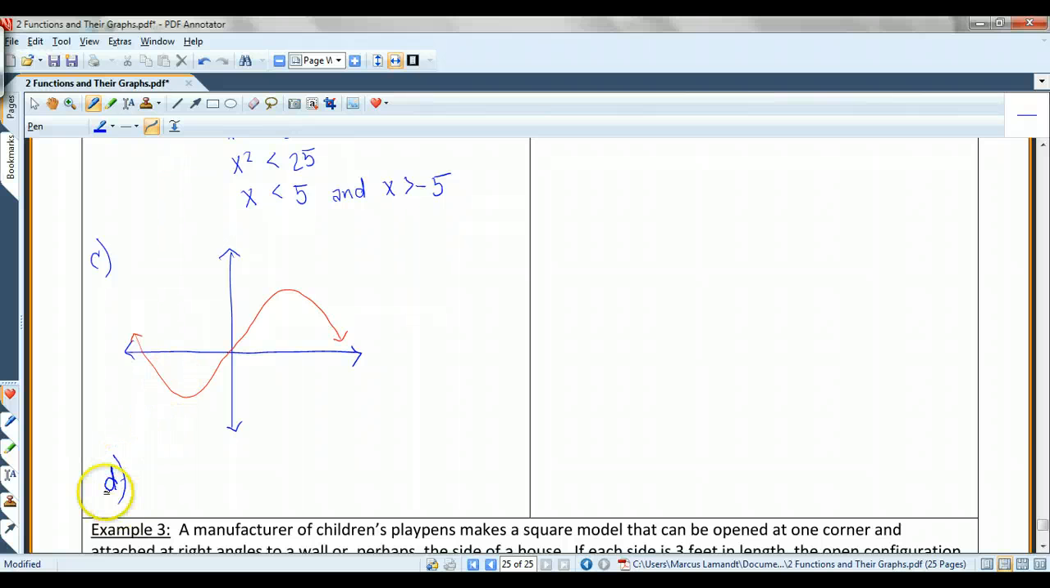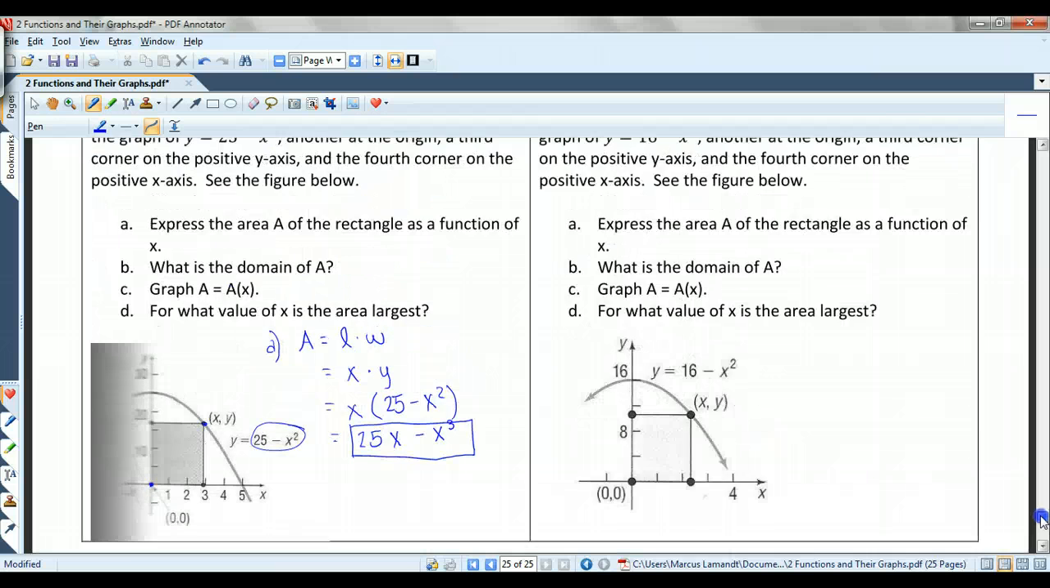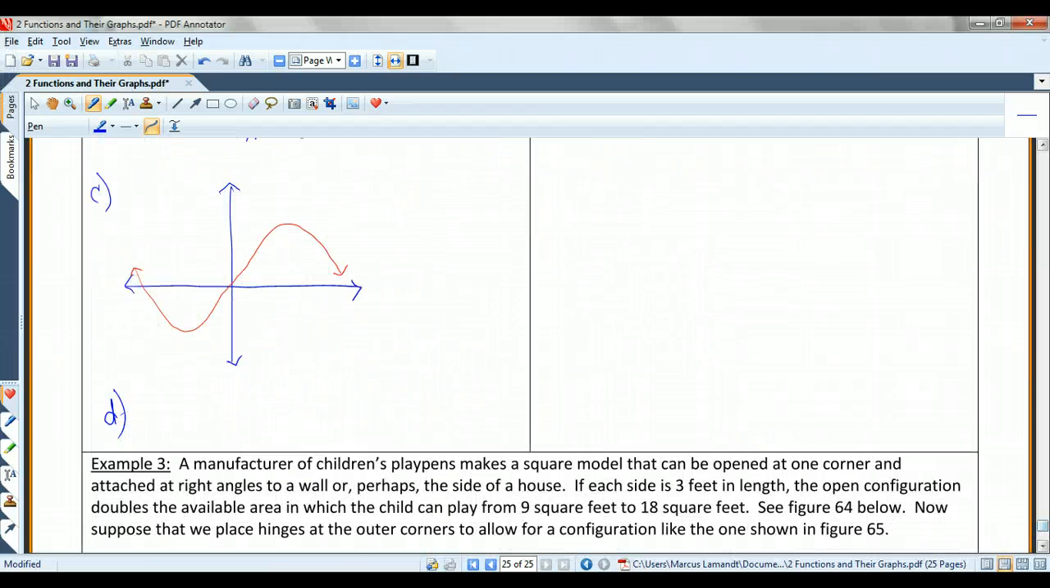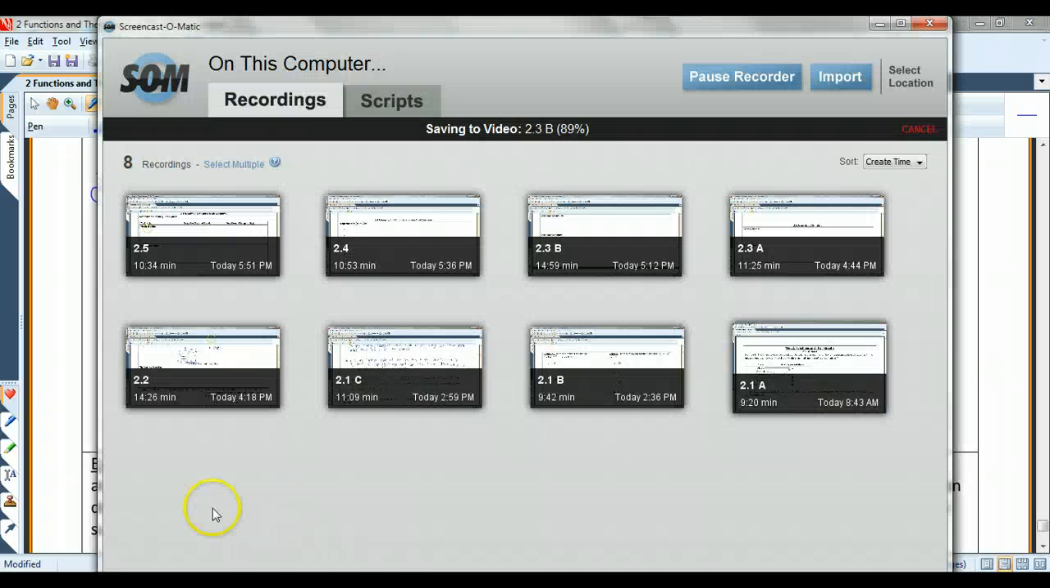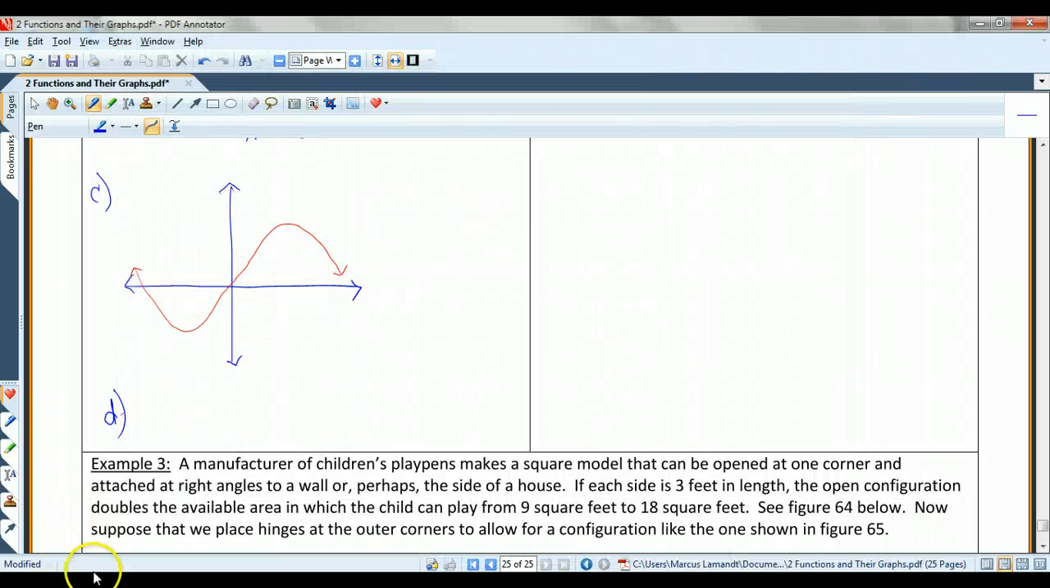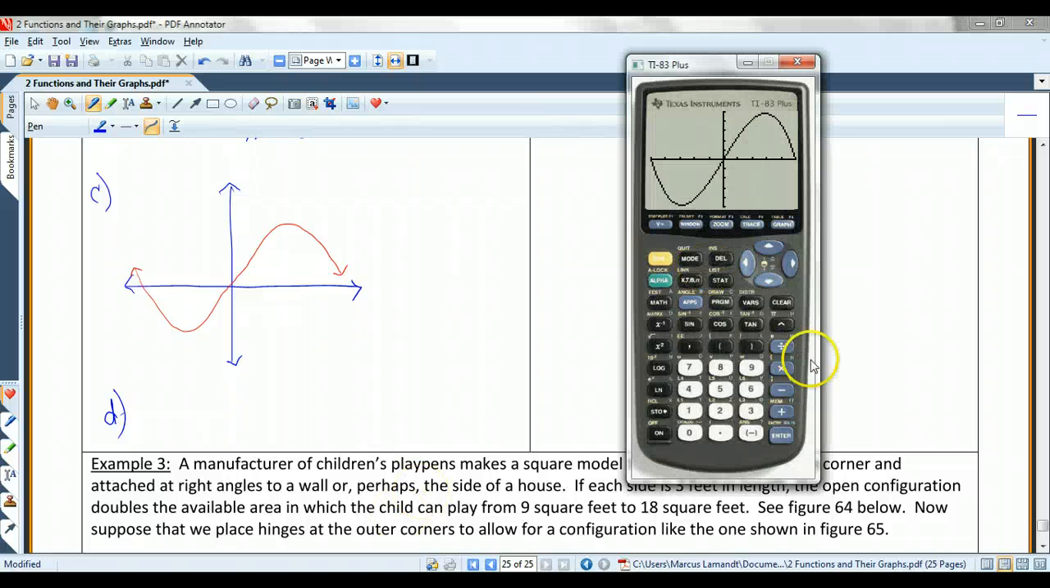And then the last thing says, where is the area at its maximum? Okay. Basically, where is the value the largest? Okay, so what I'm going to do here, I need to find the maximum value right here. So I'm going to go second, calc, maximum.